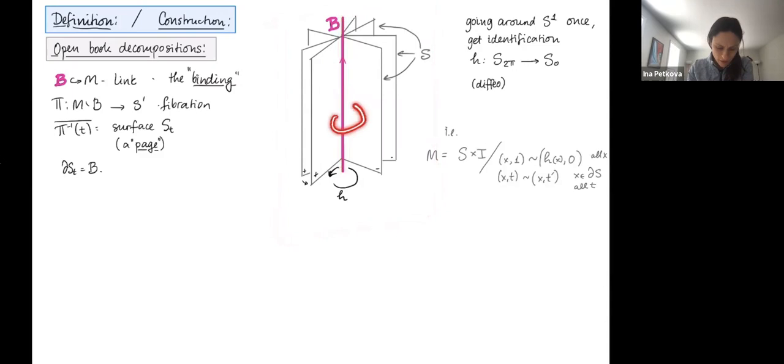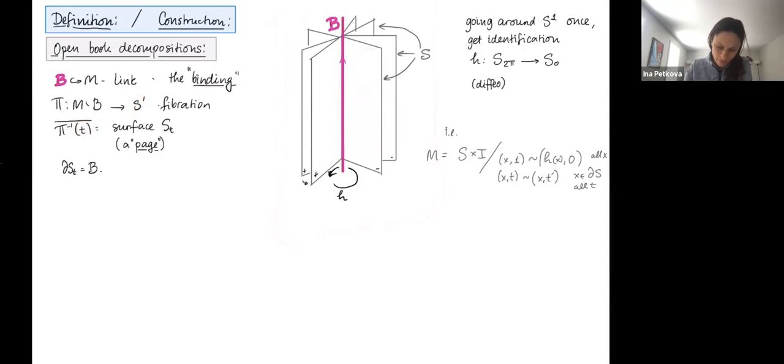You can fiber it. You can look at an S1. You have an S1 fibration on it, so that the preimage of any time on the circle is a surface called a page like that. Okay. And the boundary of each page is the binding.